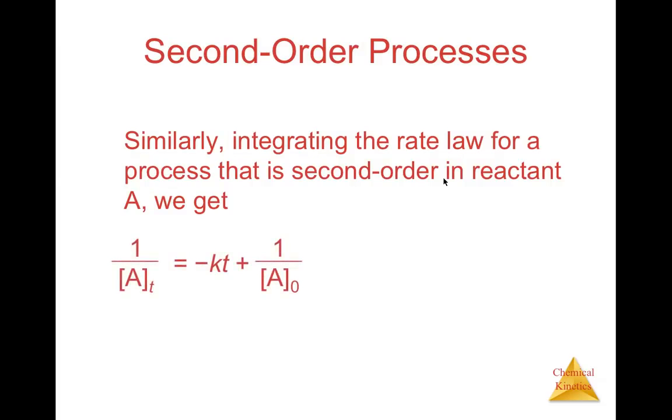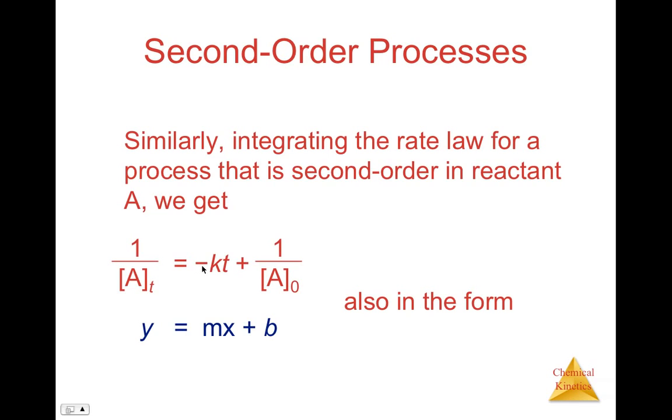Similarly, integrating the second rate law, one that has rate equals some constant K times the concentration of something to the second power, you get this equation right here. This also is in the form of y equals mx plus b, but notice that the y-axis will now be 1 over the concentration. And the x-axis once again is time, and the slope is K.